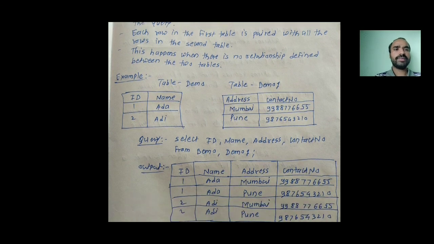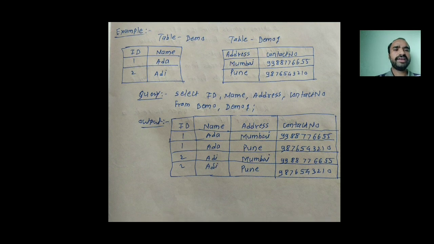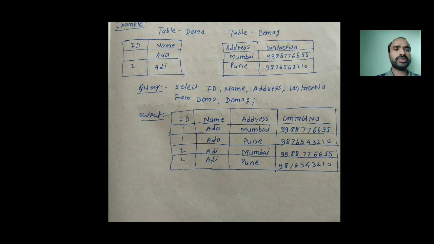So see two tables, demo and demo 1. Records are 1, 2. Here addresses are there, address Mumbai, Pune, and the contact numbers. So how to write the query? Select ID, comma name, comma address, comma contact number from demo, comma demo 1. So now we want all columns from table demo as well as table demo 1. So in that case it will show a total of 4 records.